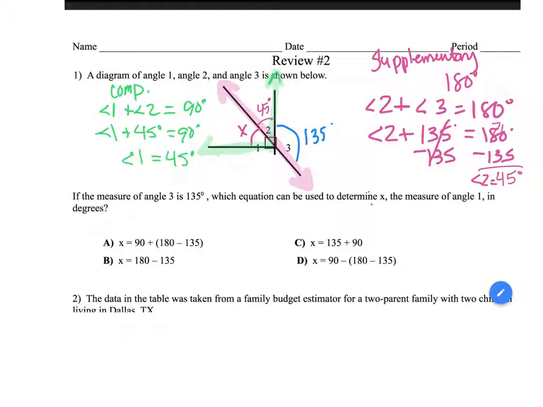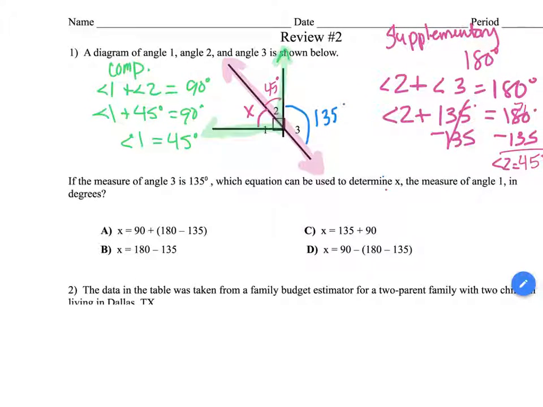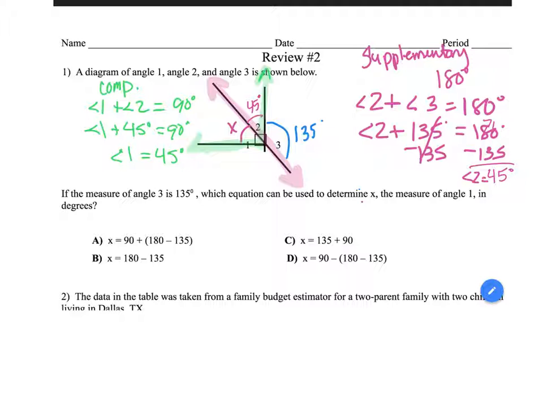Which ones could it not be? Let's eliminate first. C. What's wrong with C? Adding the 135 to 90. It's saying let's add angle 3 to angle 2 and angle 1. Is that what we did? Did we add them all up? No, because the goal was just to figure out what x was, what angle 1 was. So I can't add them all up.